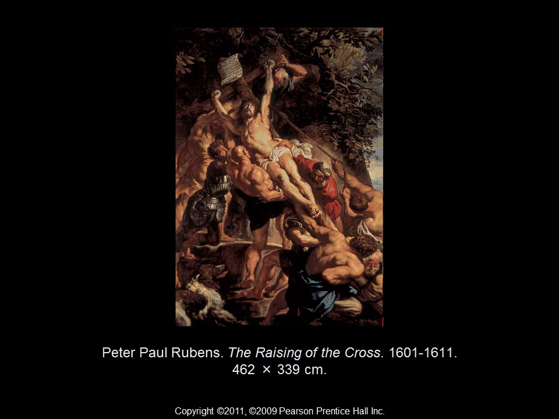This painting is by Flemish painter Peter Paul Rubens. It is The Raising of the Cross from 1601 to 1611. This exemplifies the Baroque style. It is full of drama and emotion, down to the bodies that are pulling Christ on the cross, to the expression on his face. Rubens became heavily influenced by the art of Michelangelo and Caravaggio. He went down to Italy to study painting after he finished studying painting in Antwerp.